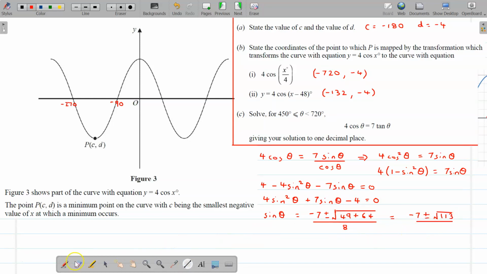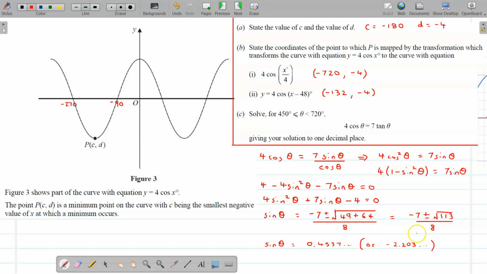And that leads to two solutions, one of which may not be valid, and in fact that proves to be the case. So sine theta from here is equal to 0.4537 or negative 2.2 something. Clearly that second one we ignore because it's out of range.